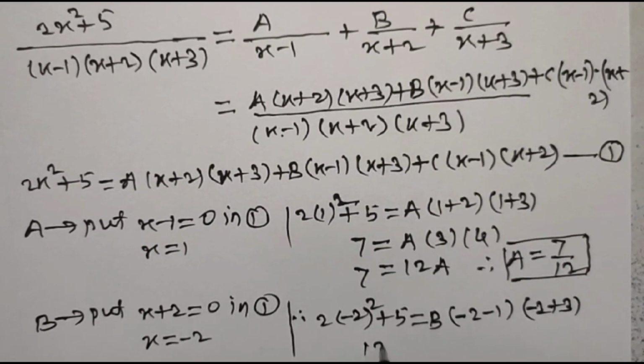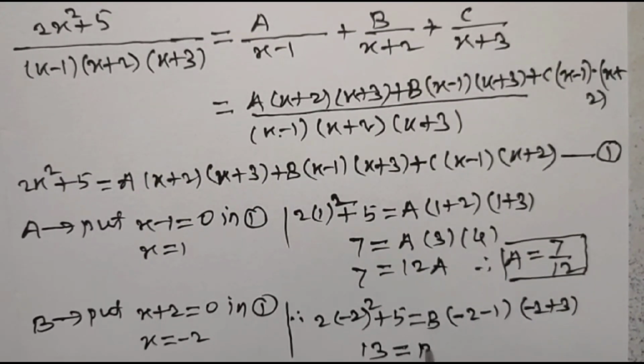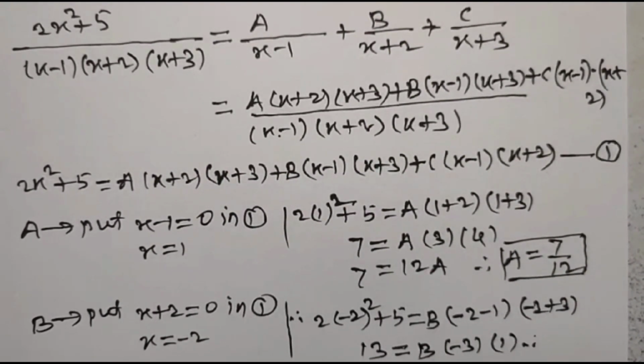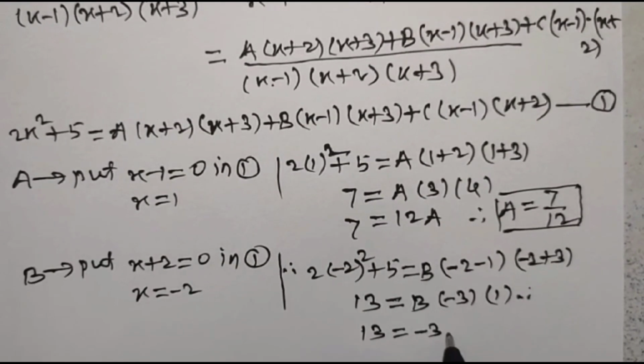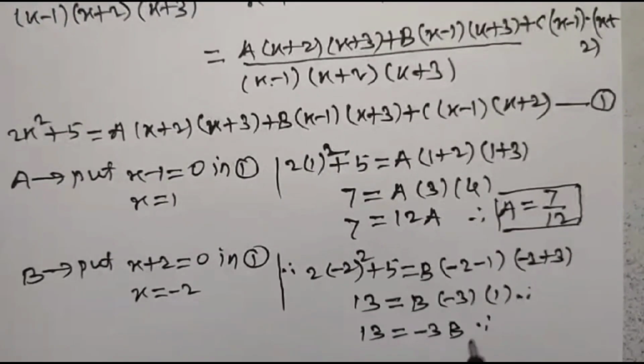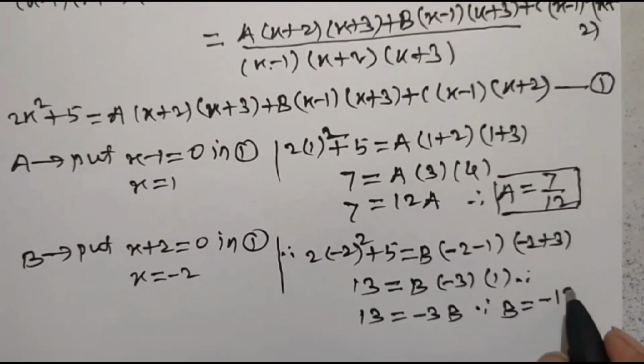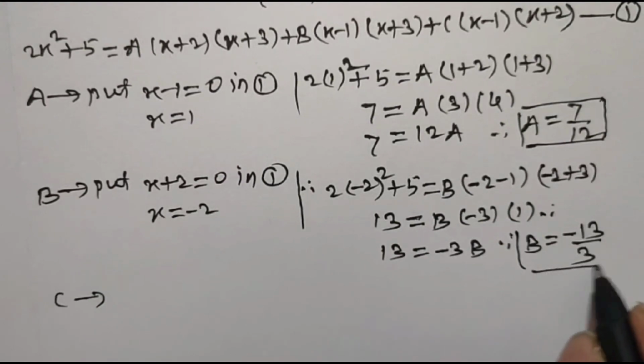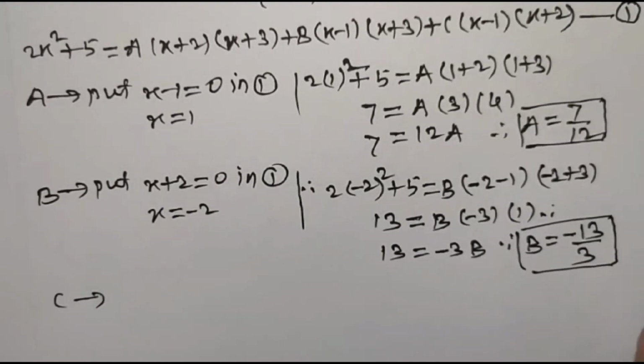8 plus 5, 13 is equal to b into minus 3 into 1. Hence, 13 is equal to minus 3b. Hence, b is equal to minus 13 divided by 3. Here, the value of b we obtained is minus 13 divided by 3.